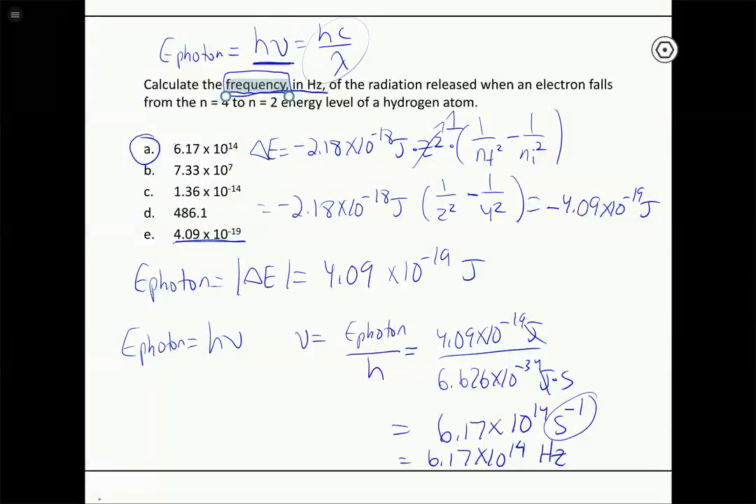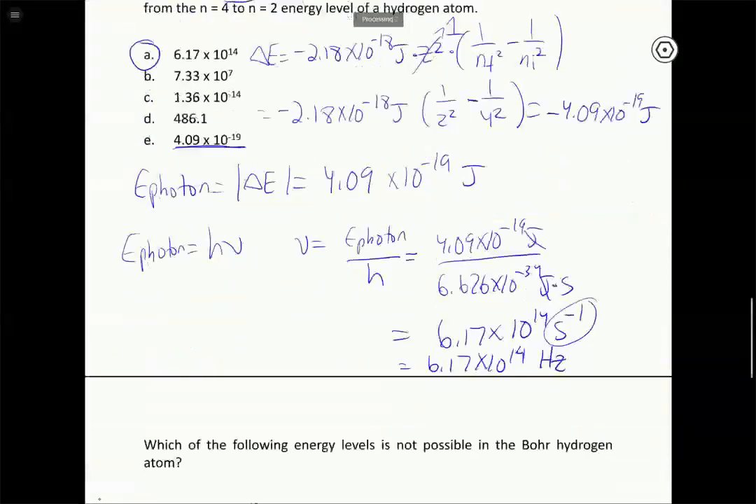And so just make sure when you're doing these problems to look at what the question is asking for. It could ask you for the energy of the photon, it could ask you for the wavelength, it could ask you for the frequency, it could ask you for delta E for the electron. So all of those involve the Bohr equation, but in many cases there's going to be a second step involved that allows us to convert that energy into the appropriate quantity. That's what we had to make sure we did here.